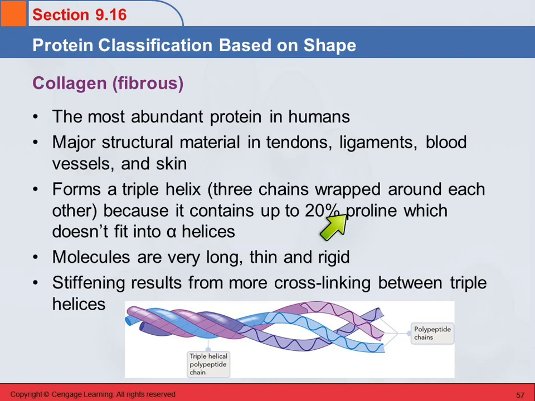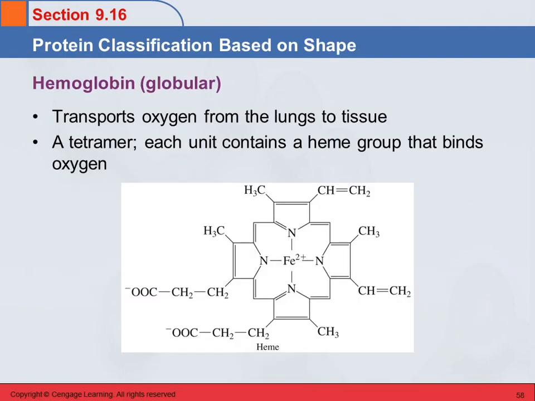Proline is an amino acid, and it's included in the primary structure, and it prevents these proteins from making alpha helices. So the molecules are really long and thin and very rigid, and you can get stiffening by more cross-linking. And that's what happens when you get a callus, there are various things that can happen where your skin will get thicker and stiffer, and that's from additional cross-linking.